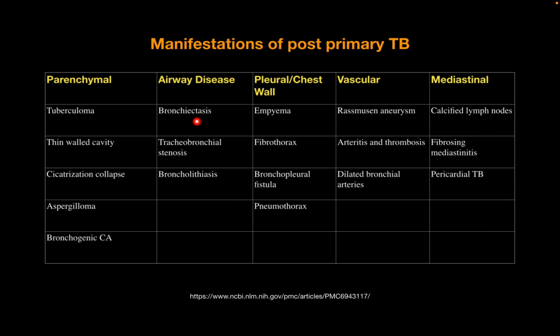In airway disease, it may cause bronchiectasis, tracheobronchial stenosis, bronchiolithiasis. In pleural or chest wall diseases, it can cause empyema, fibrothorax, bronchopleural fistula, pneumothorax. In vascular causes, it might cause Rasmussen's aneurysm, arteritis, thrombosis, dilated bronchial arteries, and in the mediastinum, TB can cause calcified lymph nodes, fibrosing mediastinitis, and pericardial TB. This table is taken from the reference given below, and these are the manifestations of post primary TB.